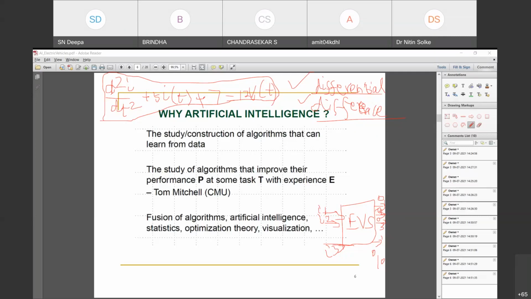I derive N is equal to EB by phi, so back EMF divided by phi, for example. So this is a small equation. How do I get the speed equation? Speed is the output N. It is dependent on, simply I'm telling, the inputs EB and phi. Based on that, I evaluate this. So how do I get this equation?